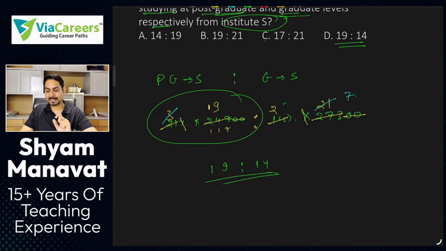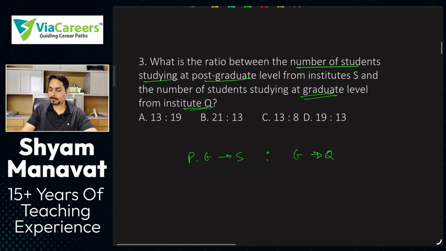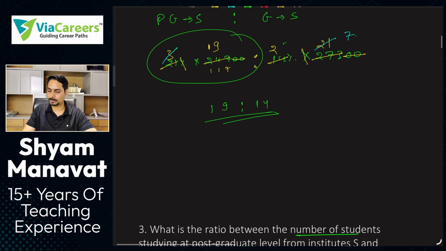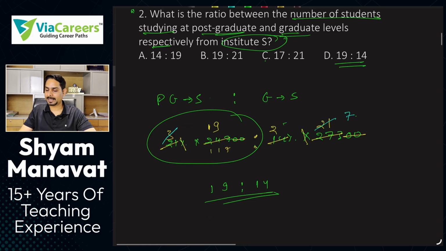So PGS is 21% of 24700. Okay. So PGS is 21% of 24700. Sorry, 24700. Okay. Now graduate and Q.